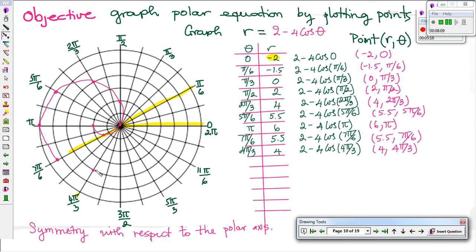1, 2, 3, 4. So this will be our point. Now if you compare 4 pi over 3 with 2 pi over 3, they have the same direct distance from the pole, which is the same r.